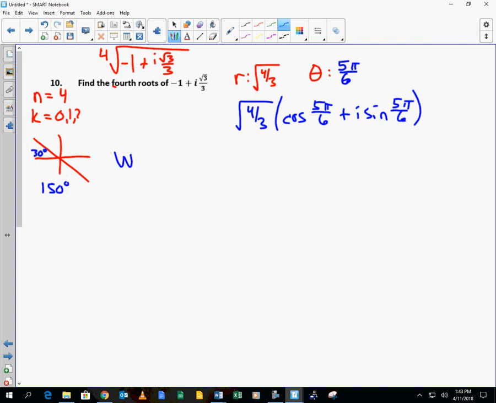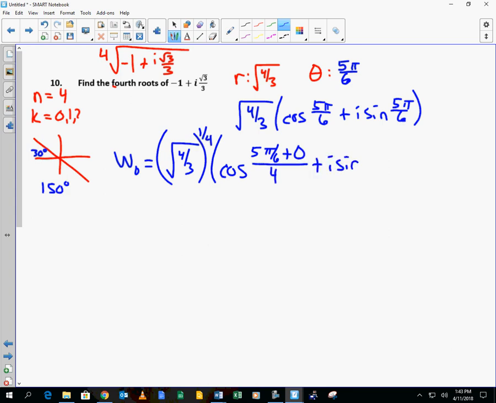So w sub 0 is then equal to, what do I do with the root of 4/3? I raise that to the 1/4 power. Does everybody agree that that's just going to come out to be some icky decimal? And that's all we can really do with it. Okay, then we get the cosine of 5 pi over 6 plus 0, divided by 4. What's 5 pi over 6 plus 0? What's 5 pi over 6 divided by 4?